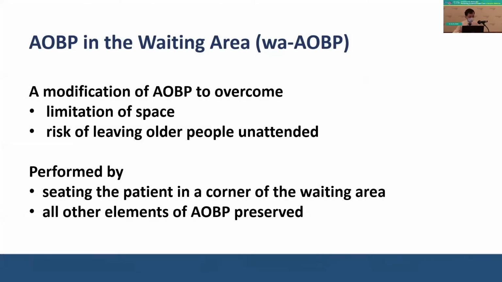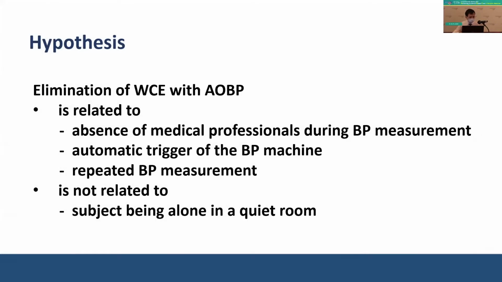To overcome the problems of limitation of space locally and the risk of leaving older people unattended for any period of time, we suggest that AOBP can be performed by seating the patient in the corner of a waiting area instead of in a single room, while all other elements of AOBP remains unchanged. We call this waiting area AOBP. We hypothesize that the elimination of white coat effect with AOBP is not related to the subject being alone in a quiet room.